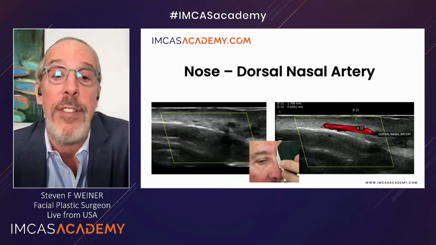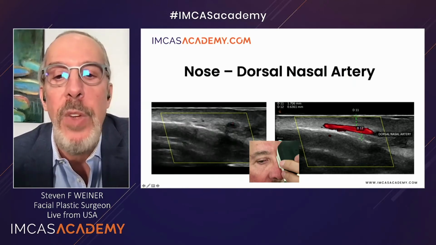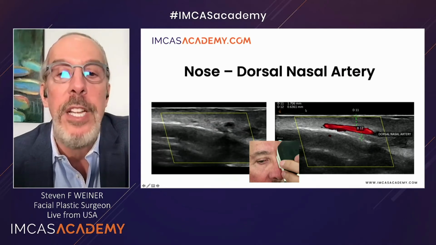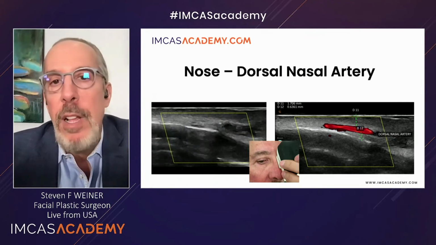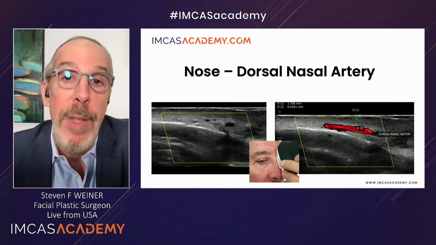In this case, the distance between the artery and the periosteum is 0.6 millimeters. So the bevel of a needle is often larger than that. So you could be injecting on the periosteum and still in that dorsal nasal artery. So just be careful there.